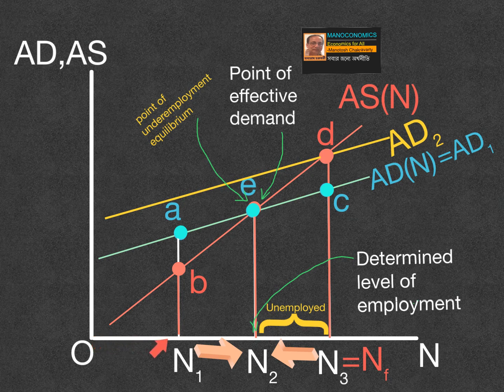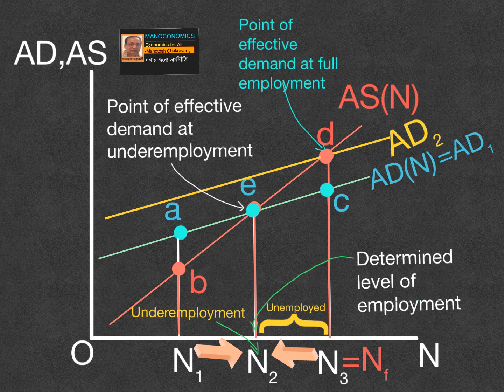The employment level which was determined earlier was ON2. As ON2 is less than the full employment level, ON2 is called underemployment. And that's why the effective demand E represents the underemployment equilibrium. Now at D, the full employment level is determined, so the point of effective demand attained at D is to be called the effective demand at full employment.